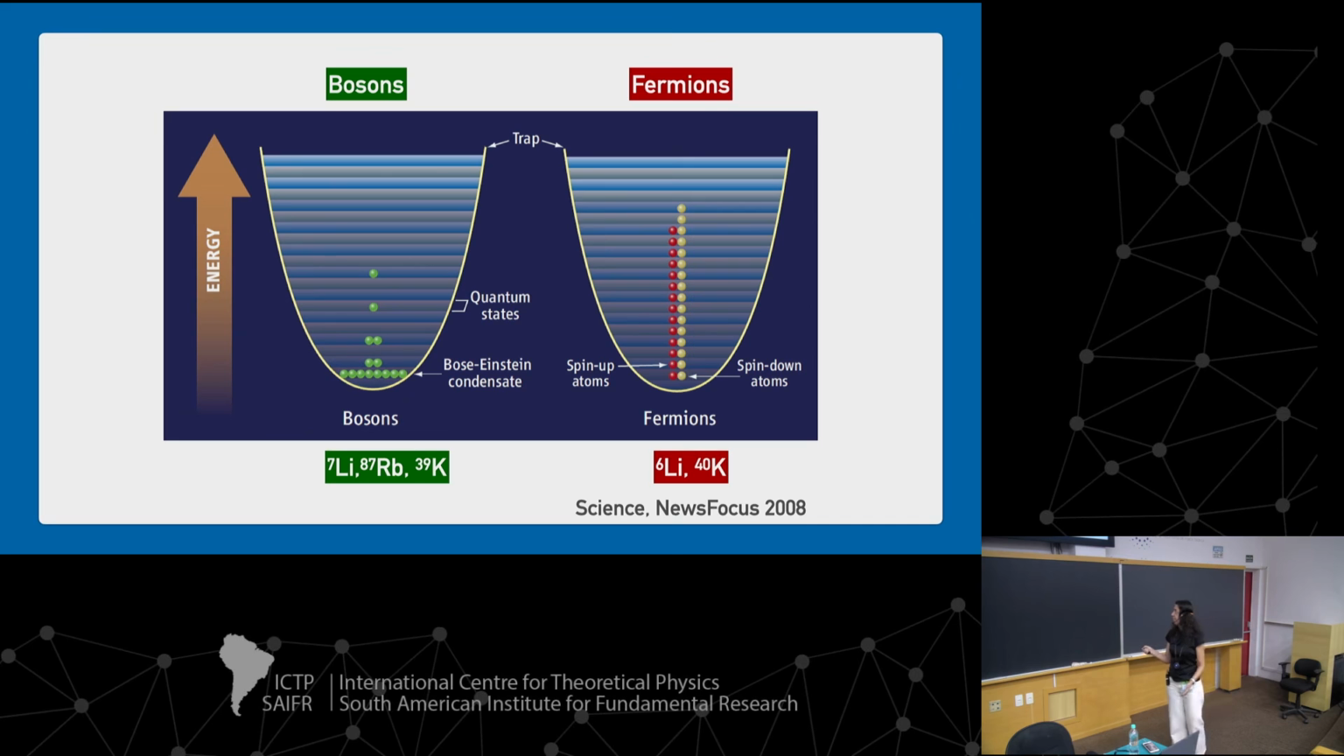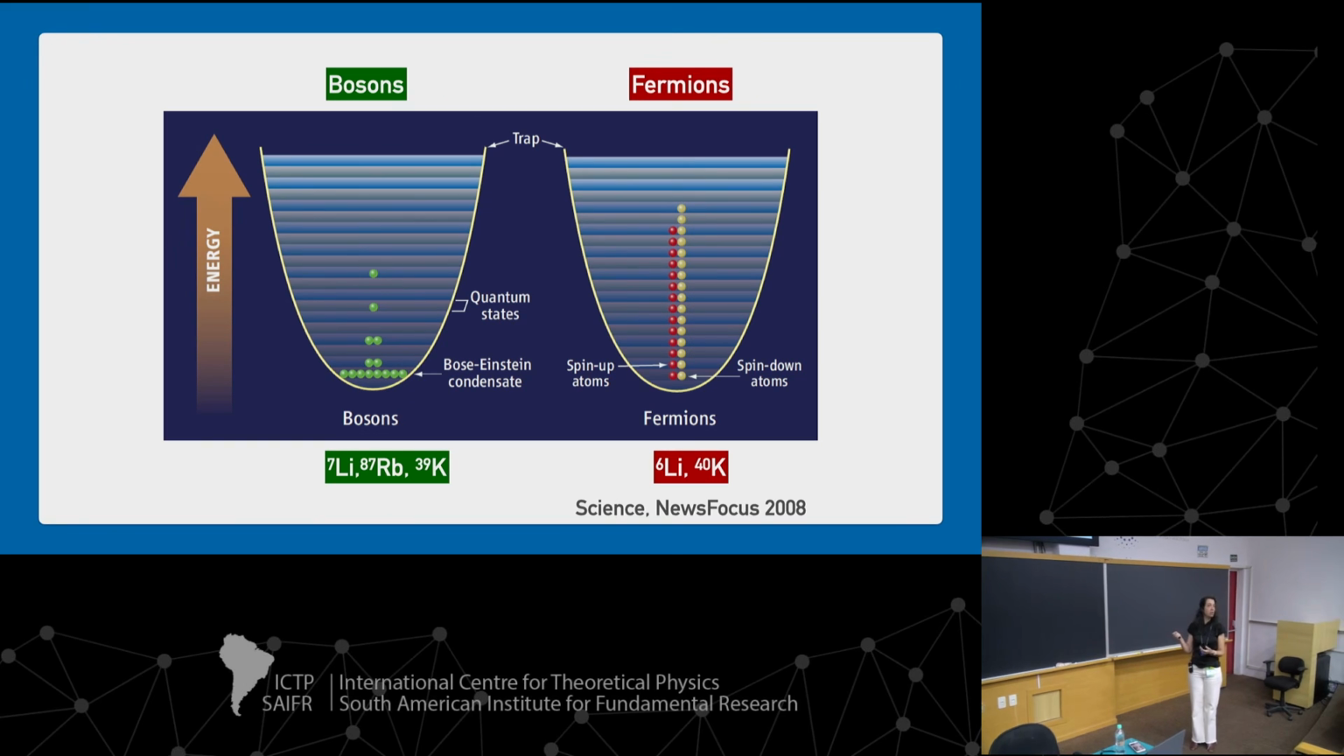This is a sketch from the News Focus in Science. If you cool down bosons in a trap, you have the quantum states, and as you're cooling, you're bringing the bosons down, and you eventually have a Bose-Einstein condensate where all or most of the particles are at the lowest level. When you have fermions, you can't do that, and you can only have one particle per state. Here I put 2 because I have spin up and spin down, which are actually different particles, and then I have this Fermi degenerate state that you see here. As you can guess, these are very different and behave very differently.